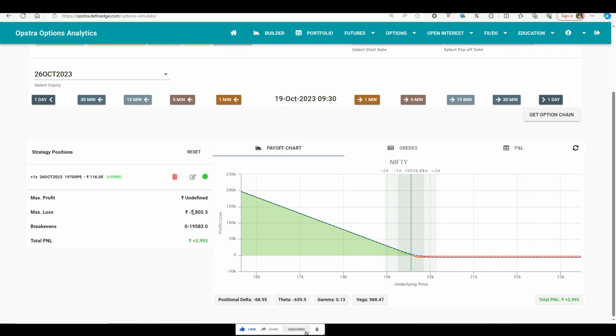The max loss is 5,000 rupees. The maximum profit is unlimited, but we don't want the invested amount, right? How much are we going to invest? 50 into 116.